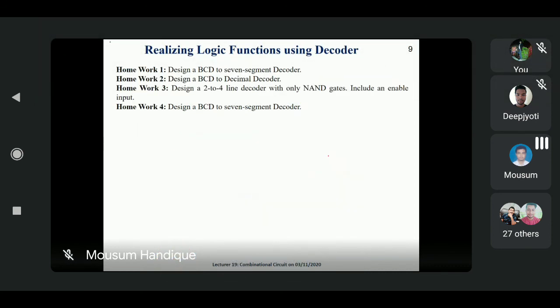Please write down all the homeworks. Homework 1, design a BCD to 7 segment decoder. You know the concept of decoder. Now you can try at your home. Next class, I'm asking anyone, so please be prepared today itself.